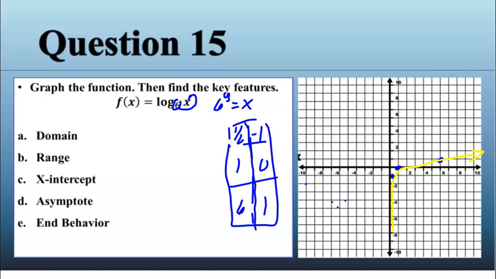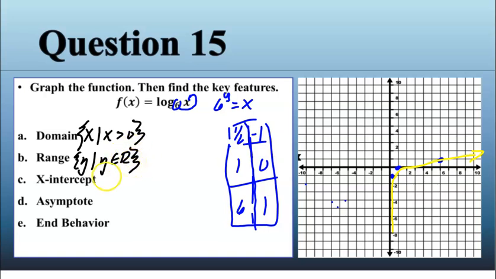So now let's find the domain. The domain here, it never goes past the y-axis. So the domain would be x such that x is greater than 0. So it never equals 0. I can't put an x value as a negative, so it's just going to be greater than 0. The range, it keeps going up and down, so this one would be y such that y is all real, or an element of real.